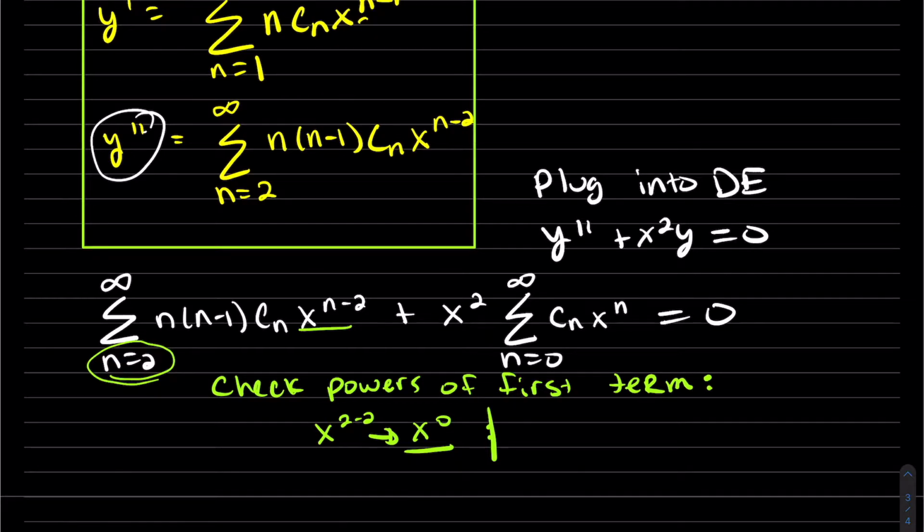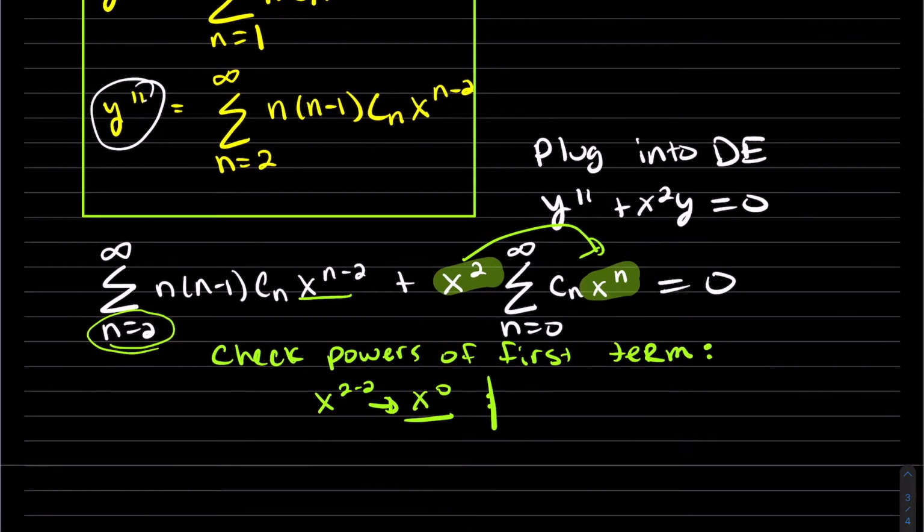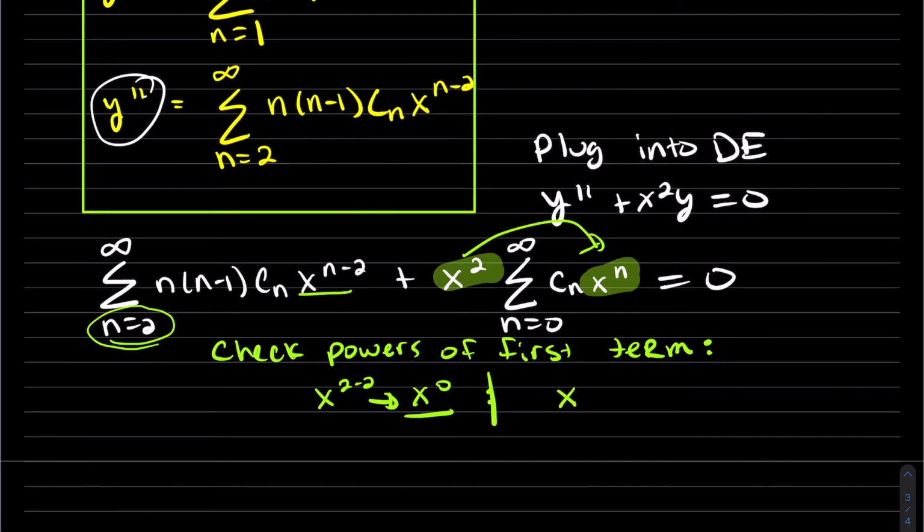So on the second one, we actually have two x's to worry about. We can bring this x inside, okay? But for now, before I'll check it, when I bring it inside, it'll be x squared times, when I plug in n equals 0, x to the 0, which is just 1, so this is x squared. So these are not the same power for the first term.